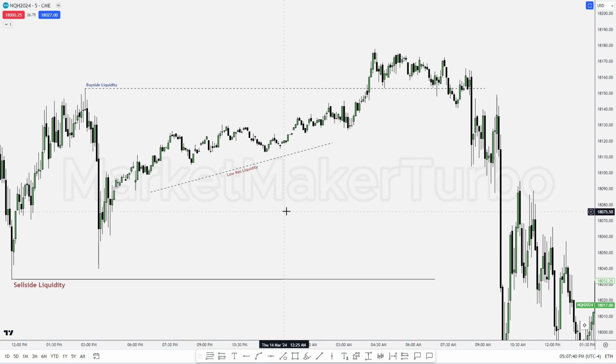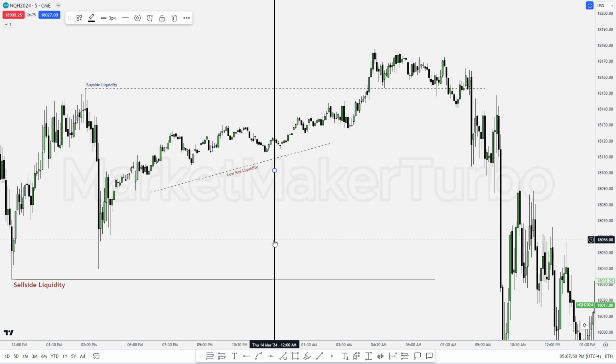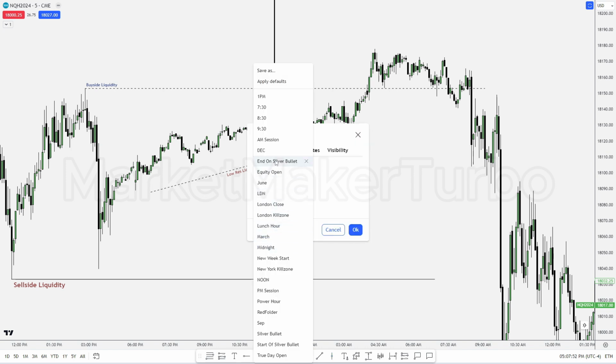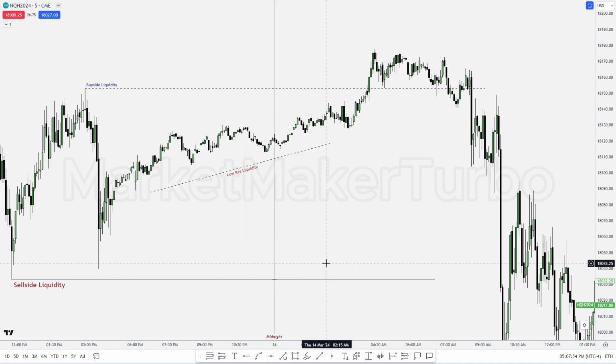Okay, so in this video, we're going to be back testing some time-based entry models and just getting a good overview on price. So this is midnight. Usually, from midnight to 8:30, I consider that the overnight, and I don't really trade that.